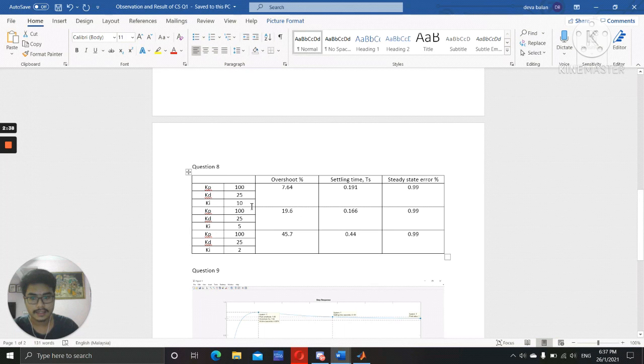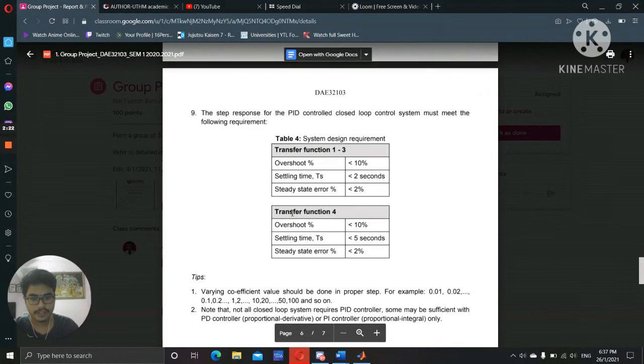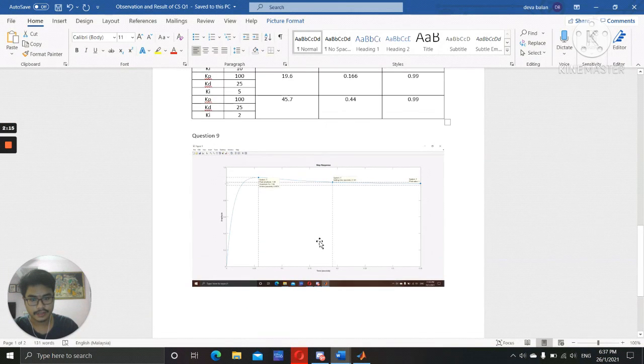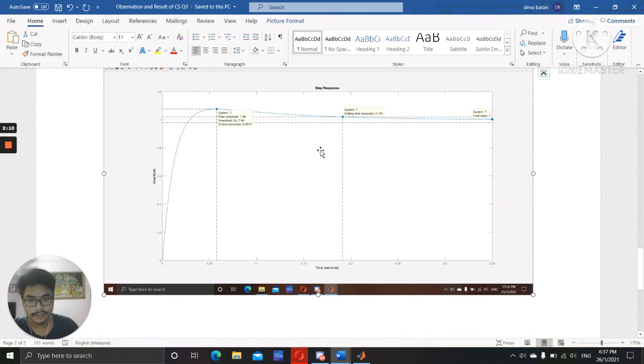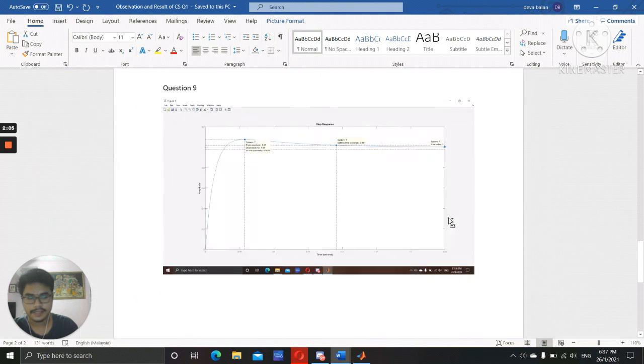the I is 10. You can see the overshoot for 10 has the lowest of 7.64, the settling time is 0.191, and the steady state error is 0.99. So as you can see here, it is coupled with every single design requirement, and this is the final graph. As you can see here, this is the final graph of this system after implementing PID.